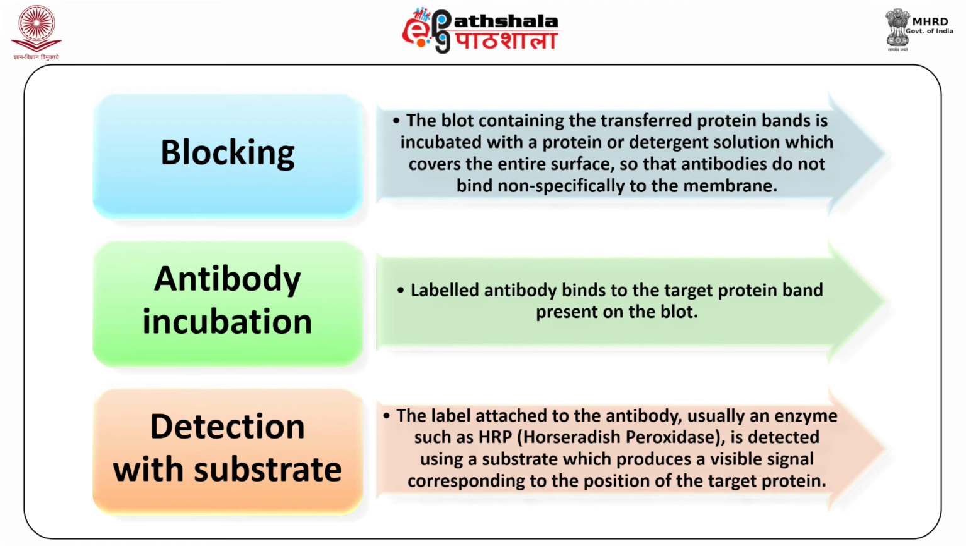Antibody incubation. Labeled antibody binds to the target protein band present on the blot. Detection with substrate. The label attached to the antibody, usually an enzyme such as HRP or horseradish peroxidase, is detected using a substrate which produces a visible signal corresponding to the position of the target protein.